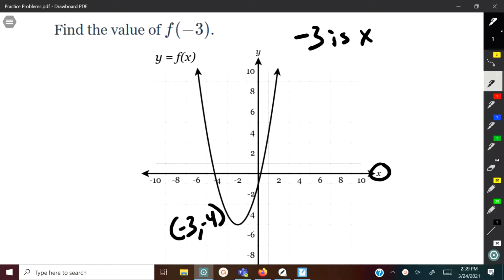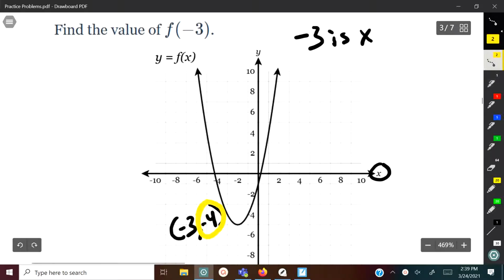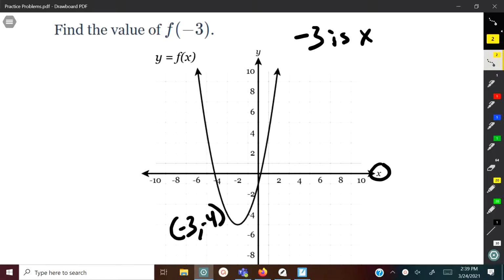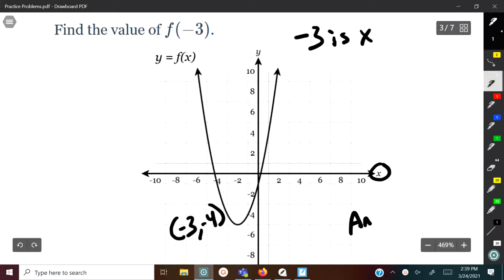Okay, so what do we put for the answer? Well, we're going to put the y part. Okay, so the answer is negative 4. And that's it. That is finding the y given the x on the graph. Alright, let's take a look at another example.